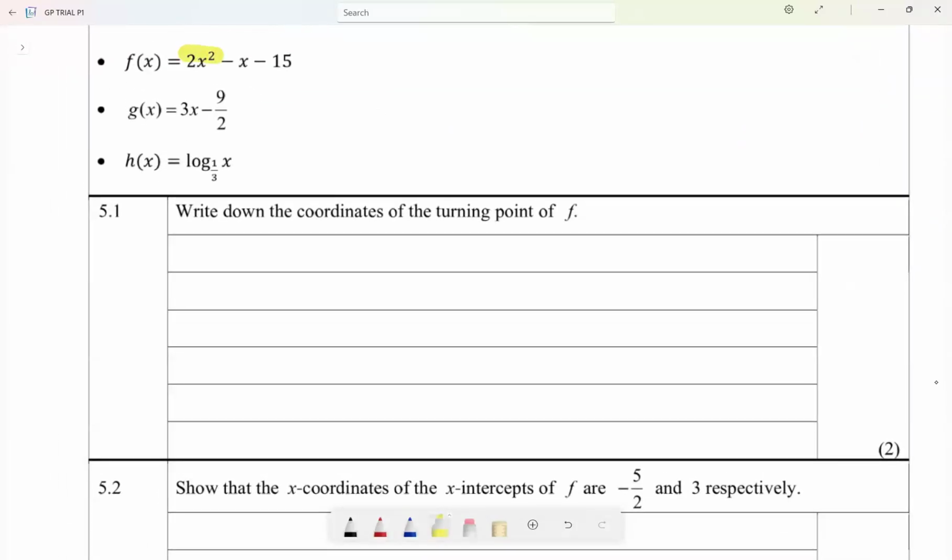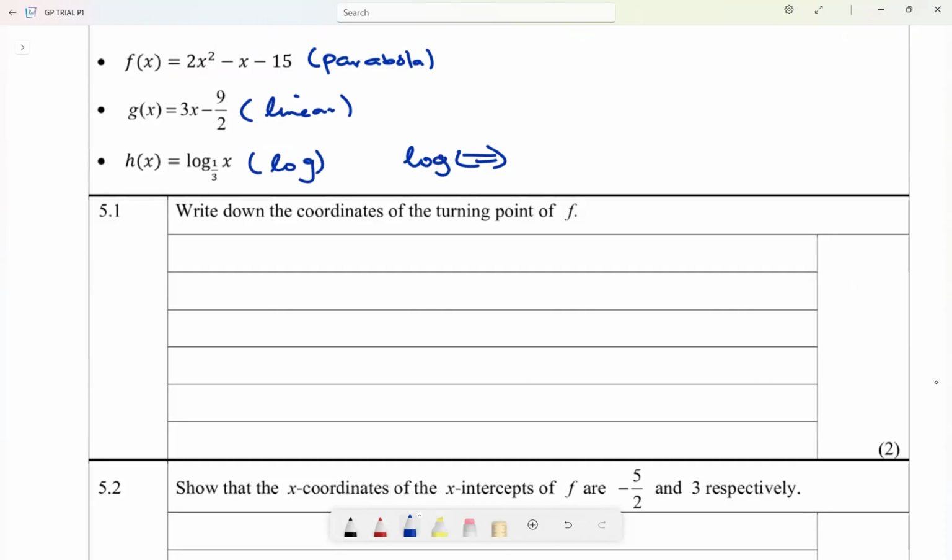f of x is equal to 2x squared minus x minus 15, this is a parabola. And then g of x is equal to 3x minus 9 divided by 2. This is a linear function. And then this is a log function. Remember, log is the inverse of exponential. Inverses. And the inverse of exponential is log.